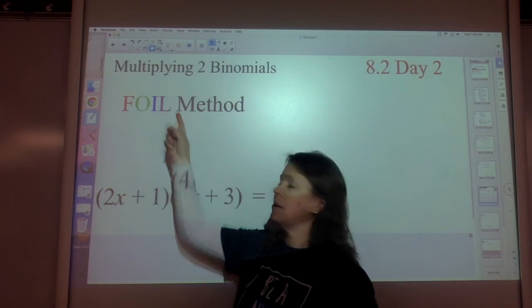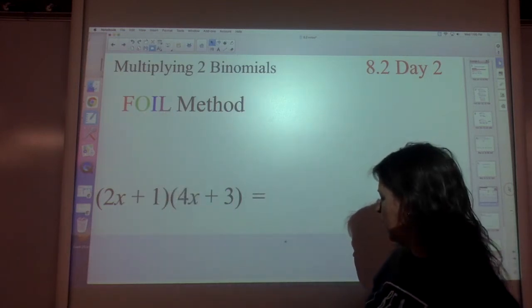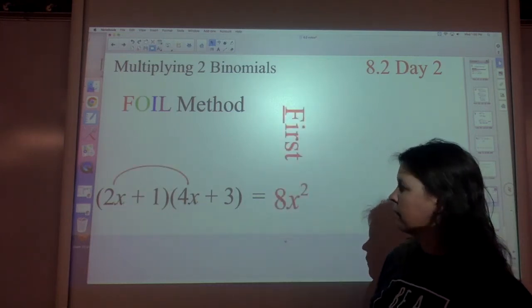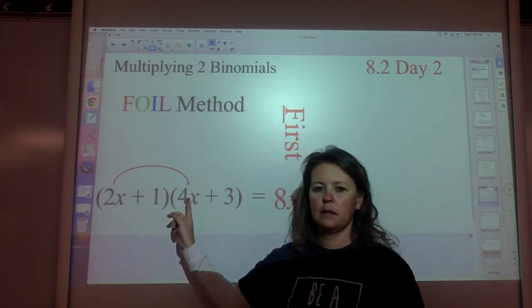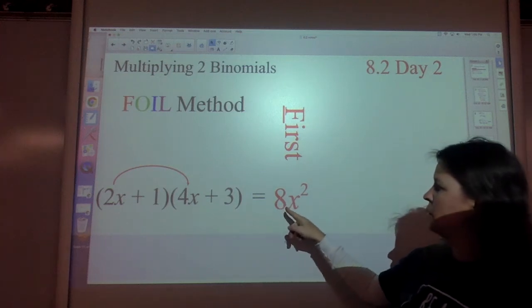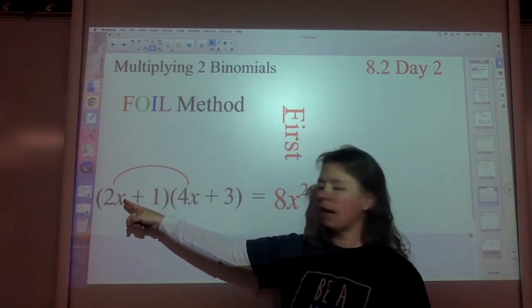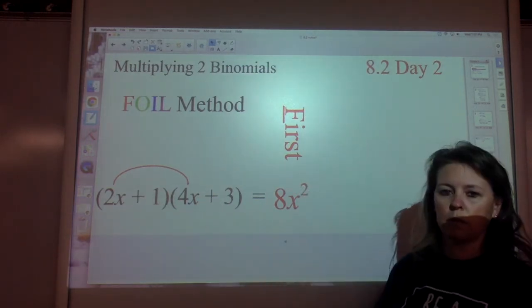First, outside, inside, last. It helps you keep a pattern, but basically it's saying you're going to multiply this 2x times the 4x. Why do we call that first? Because they're the first ones in their parentheses. 2x times 4x, 2 times 4 is 8, and we just learned that when multiplying you add exponents. If there was 1 there and 1 there, there's now 2. 1 plus 1 is 2 when you do exponents.